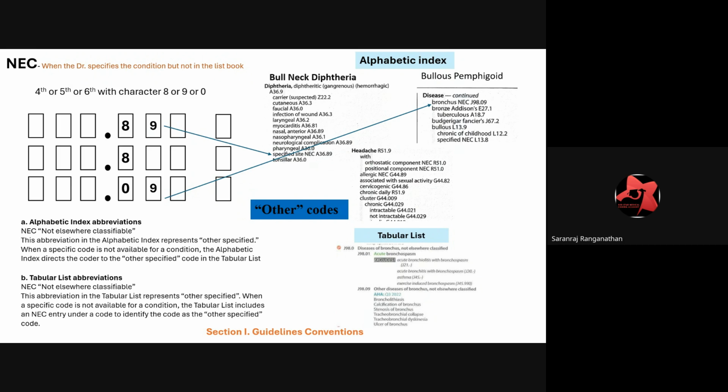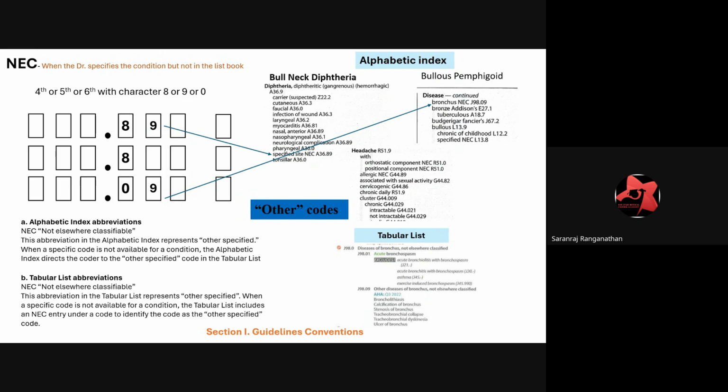In the same way, in the tabular list also you can see the difference here. So in NEC, in the alphabetic index, we are looking into the NEC in the alphabetic index. The alphabetic index represents the other specified. When the specific code is not available for the condition, the index directs to the other specified code. But in the tabular list, a small difference will be there.